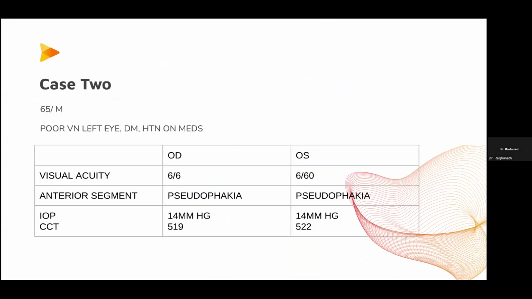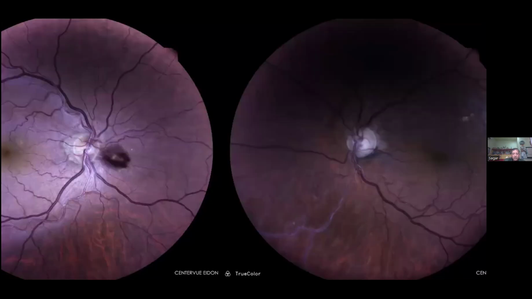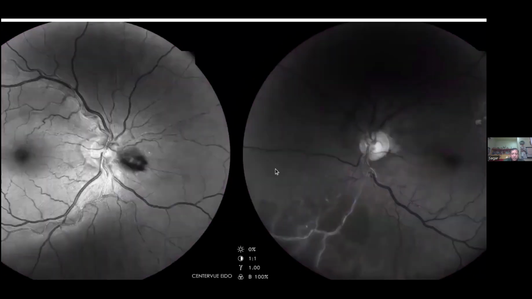So the next case is a 65-year-old male. He has poor vision in the left eye, 6/60 there, pseudophakia in both eyes, pressures are normal, CCT is okay. This is how his left eye disc looks: it is atrophic. There is no significant cupping, but it is atrophic, and inferonasally there is probably a resolving BRVO here. Nice little disc hemorrhage here, and I presented this in the group also, I think. There's a suspicion of a nerve fiber layer defect here and here, and on the red-free images it is more prominent, the nerve fiber layer defect in the right eye.